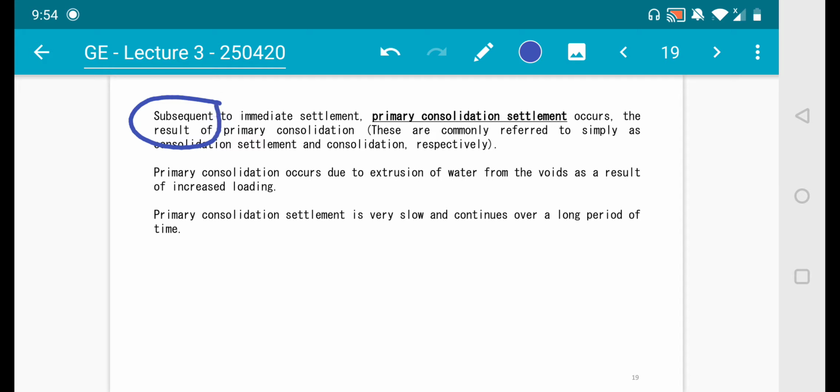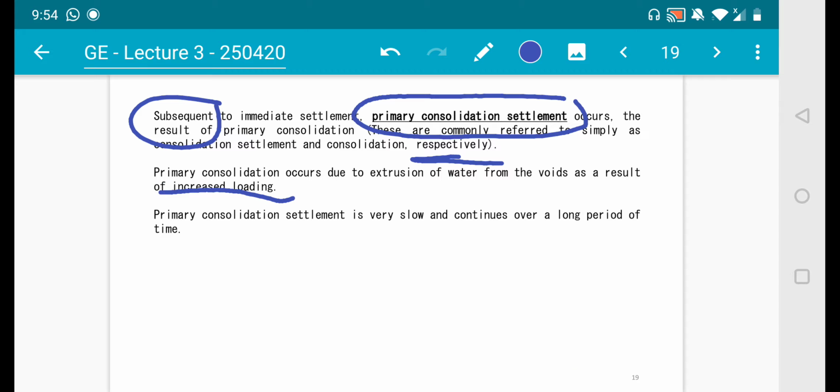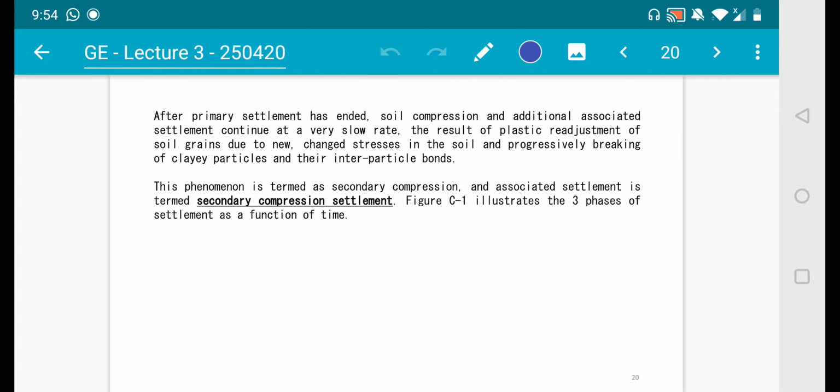Now, subsequent to immediate settlement comes primary consolidation settlement. So this is the second stage in consolidation. The result of primary consolidation. These are commonly referred to simply as consolidation settlement and consolidation, respectively. This second stage occurs due to extrusion of water from the voids as a result of increased loading. Primary consolidation settlement is very slow and continues over a long period of time. So this is the second stage.